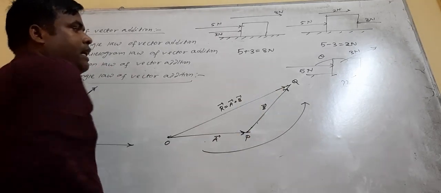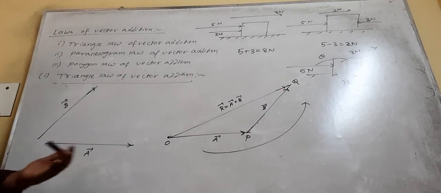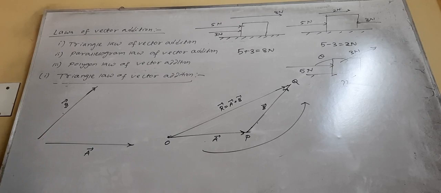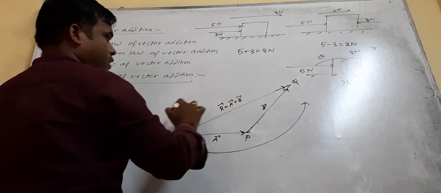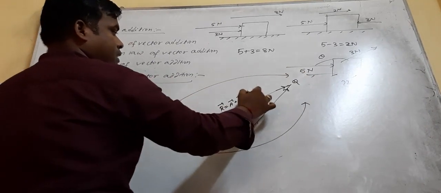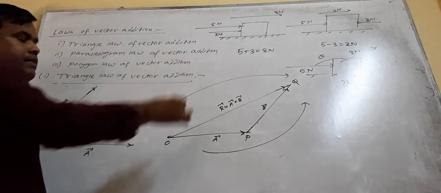Then OQ is the third side. The third side will represent the resultant vector. And another condition is that the direction is taken in opposite order. Here you see the order of this resultant is clockwise.